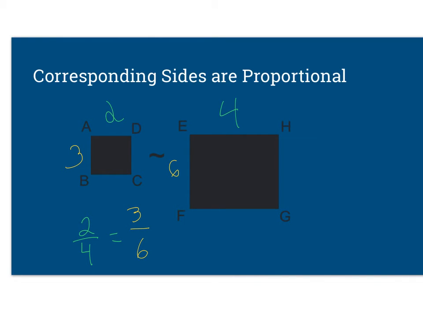And let's see if that holds true. 2 over 4 is 1/2. 3 over 6 is also 1/2. So yeah, this checks out. These are proportional figures because their sides hold this same ratio. And that would be true for all of these sides as we went forward. Okay, so DC would be proportional to HG, BC would be proportional to FG, so on and so forth. That's how you know that these are similar figures. Their sides are proportional.